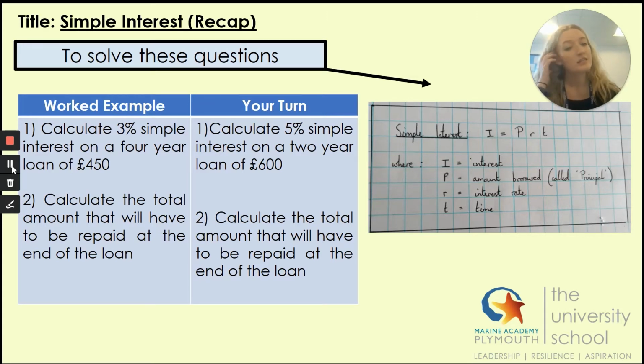The first question we're going to be looking at: calculate 3% simple interest on a 4-year loan of £450. So we're going to be starting off looking at this simple interest, which we've written our formula for there. Question 2: calculate the total amount that will have to be repaid at the end of the loan. I'm going to move over to the visualizer now and have a look at that question.